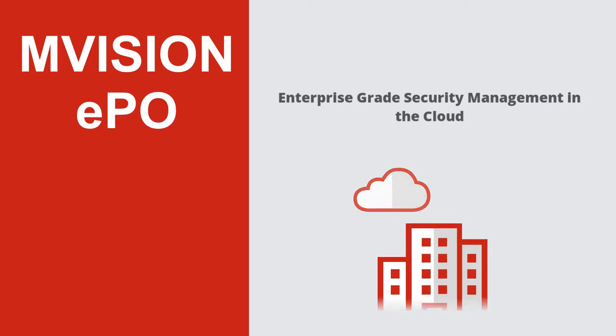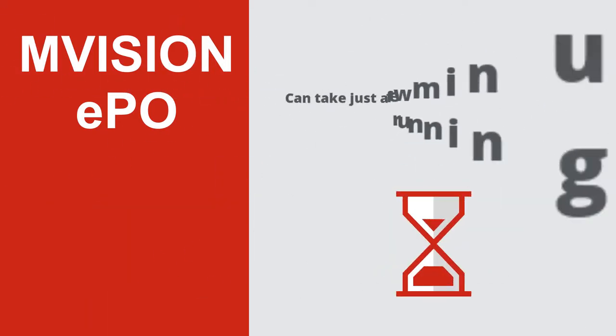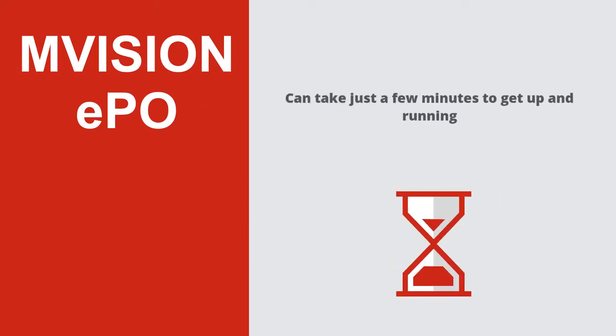Enabling a new MVISION EPO environment can take just a few minutes to get set up, so you can be up and running almost immediately. That'll save time and reduce complexity by no longer requiring the architecting and implementation of an on-premise management solution.